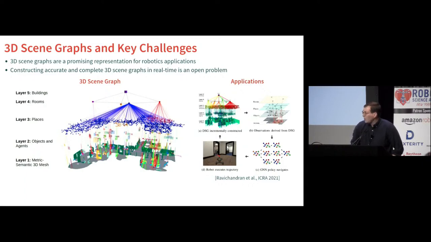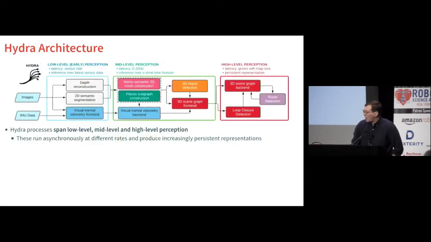Instead, we propose Hydra, a parallelized architecture. Hydra ranges between low-level, mid-level, and high-level perception processes. We use VIO for basic localization of the robot, and we piggyback the first two layers of the scene graph off of 3D metric semantic reconstruction. We also have a backend that turns an odometric scene graph into a persistent scene representation.